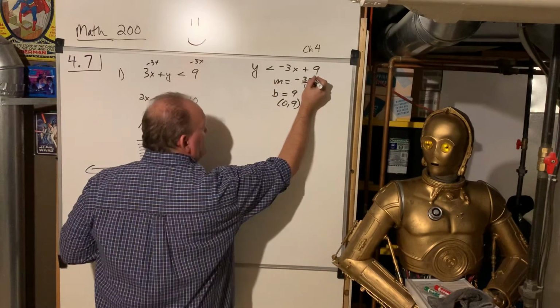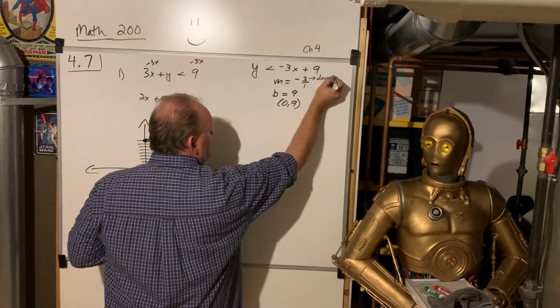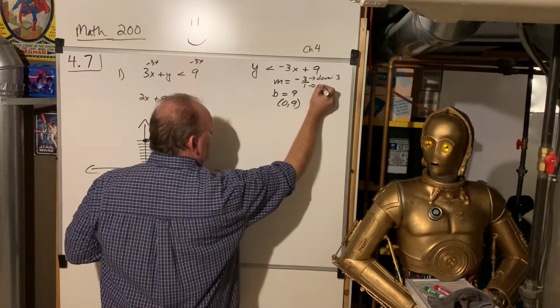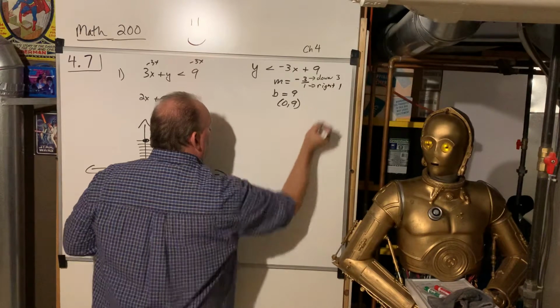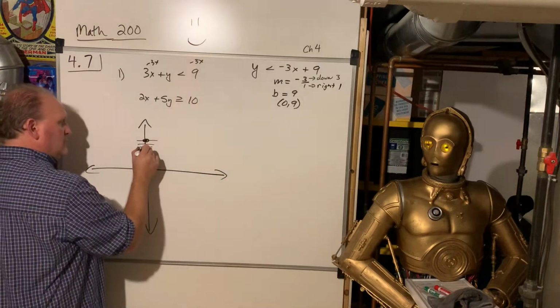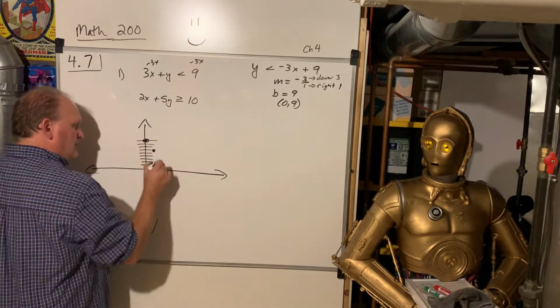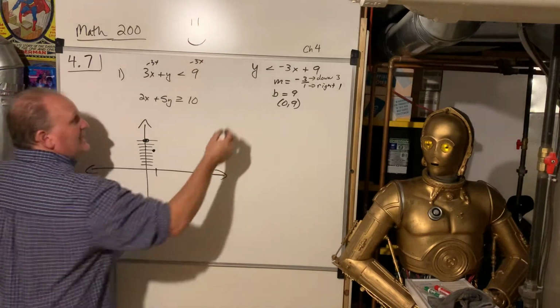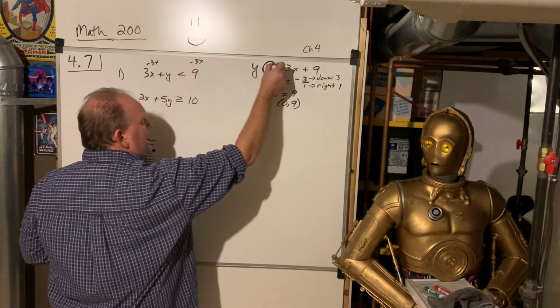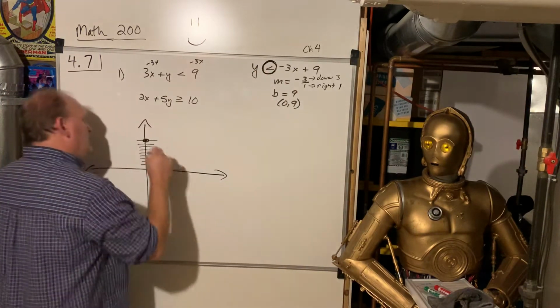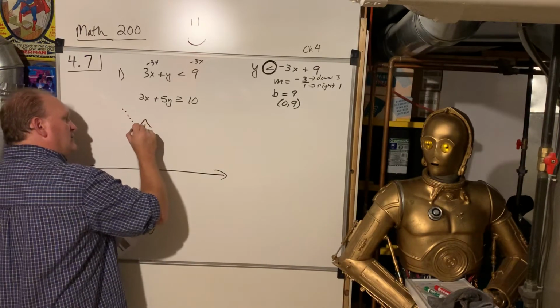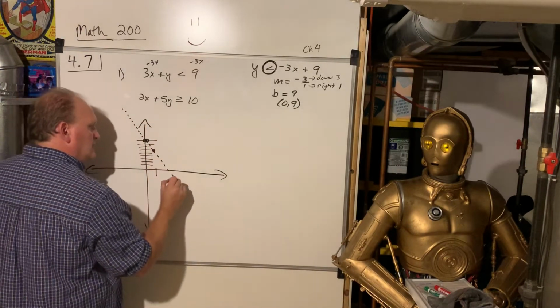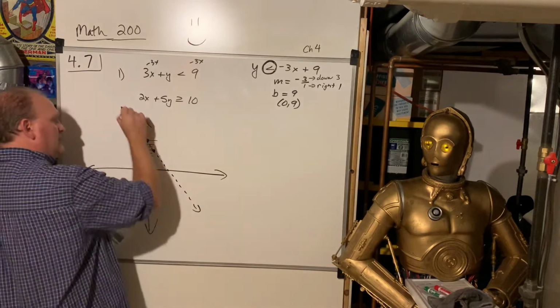This tells me to go down 3, because it's negative, and then always, the bottom is always to the right, 1. So down 1, 2, 3, to the right 1. And now, is it a solid or a dashed line? Well, it's a dashed line because less than or greater than is a boundary, not an inclusive boundary. So that's a dashed line.